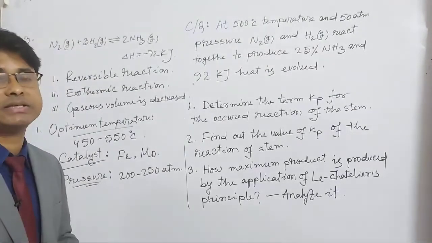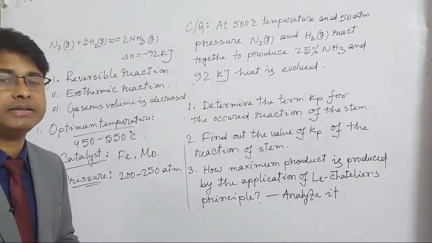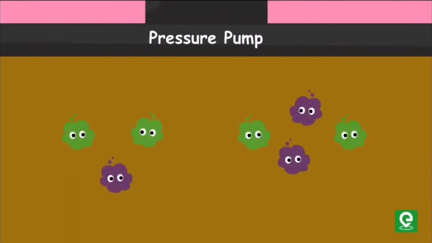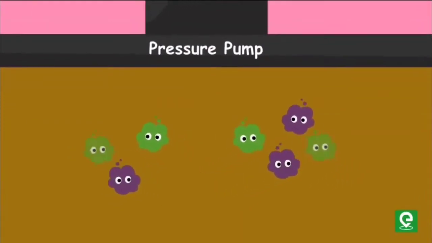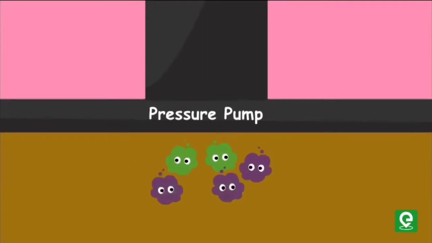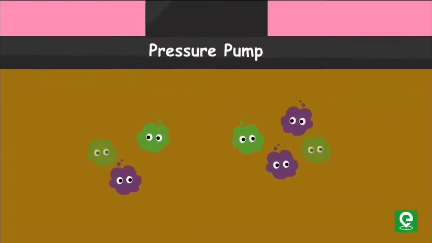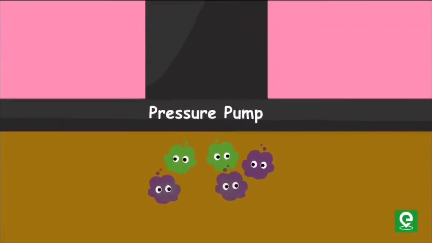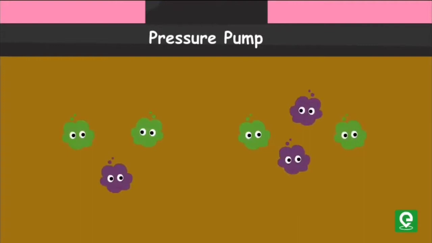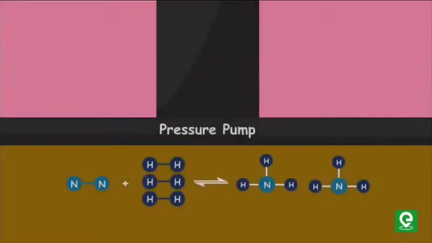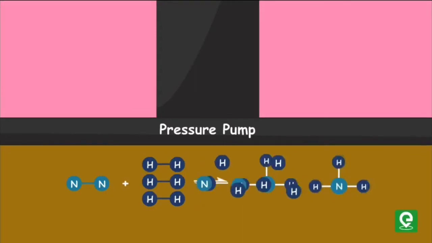Dear students, I would like to clear your concept about the effect of pressure on the equilibrium state according to the Le Chatelier principle by this animation. According to the Le Chatelier principle, if pressure is released, then the volume of the gaseous system will increase, and if pressure is increased, then the volume of the gaseous system is decreased. It means the volume of the gaseous system will change its position to relieve the effect of applied pressure.